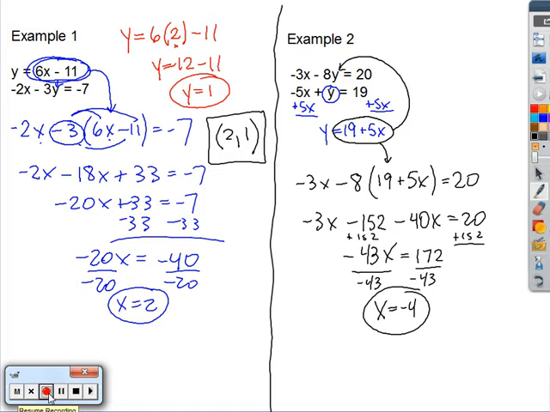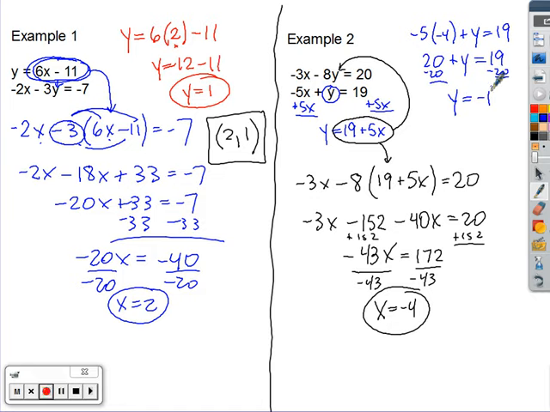Through solving that, I got x to be negative 4. And I'm going to take that x now and plug it back into either equation. I'm going to do this one, negative 5 times negative 4 plus y equals 19. That gives me 20 plus y equaling 19. And when I subtract 20, I get y equals negative 1. So my final answer, again, must be written as a coordinate. So that would be negative 4, comma, negative 1. And that would be the place where these two lines cross if I were to graph them from the previous lesson.